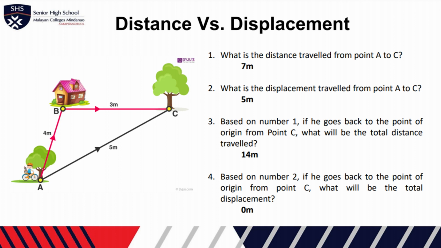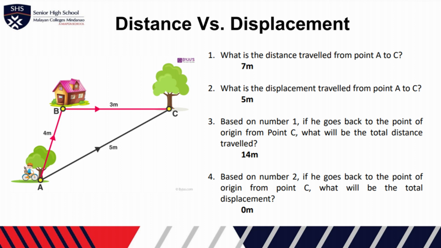Number 3. Based on number 1, if he goes back to the point of origin from point C, what will be the total distance traveled? The correct answer is 14 meters. It is simple to add everything from point A to B, then point B to C, which is already 7 meters, then going back from point C to B, that's another 3 meters, and B to A, that's another 4 meters. To sum it up, that is 14 meters.